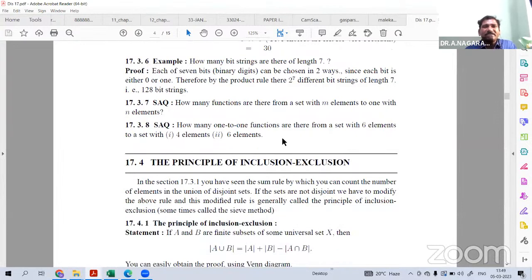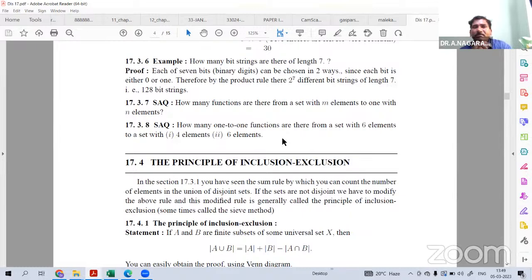Next, how many bit strings? So what are strings? Strings means characters. A collection of characters is called a string. A string means letters like ABCD, all the letters combined is called a string. Now it is a bit string.